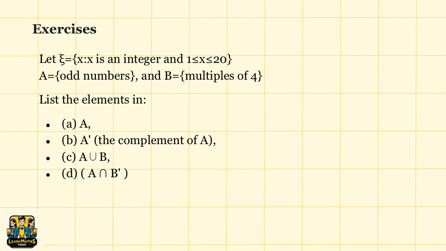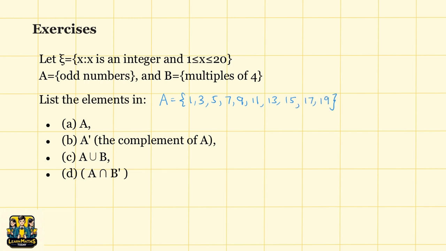Are you done? Let's do this one by one. First, let's list the elements in A. We know A is odd numbers and it must lie between 1 and 20. So A will be equal to the set containing 1, 3, 5, 7, 9, 11, 13, 15, 17, and 19.